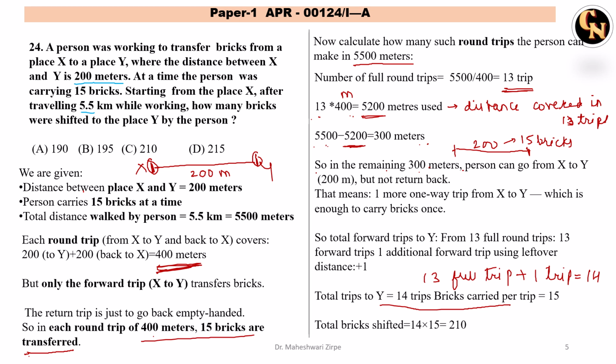Every time he is carrying how many? 15 bricks. So if you multiply 14 trips into 15 bricks, it comes out to be 210. So our correct option here is C. This way you have to calculate it. The correct option is C. Okay, so I'll just write it down. Correct option is C.